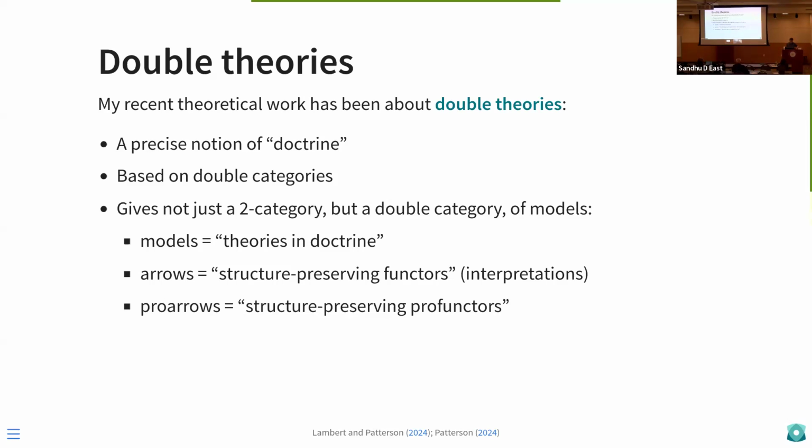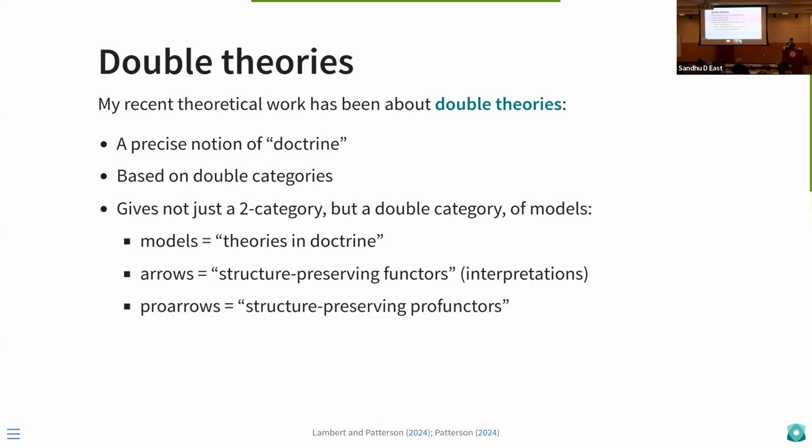And it has the interesting feature, among other things, that in order to be a doctrine, your category of models should actually be at least a two-category, because that's kind of what it means in a way to be a categorical structure. You should form the objects of a two-category. But this actually gives more than that. It gives you a double category of models.